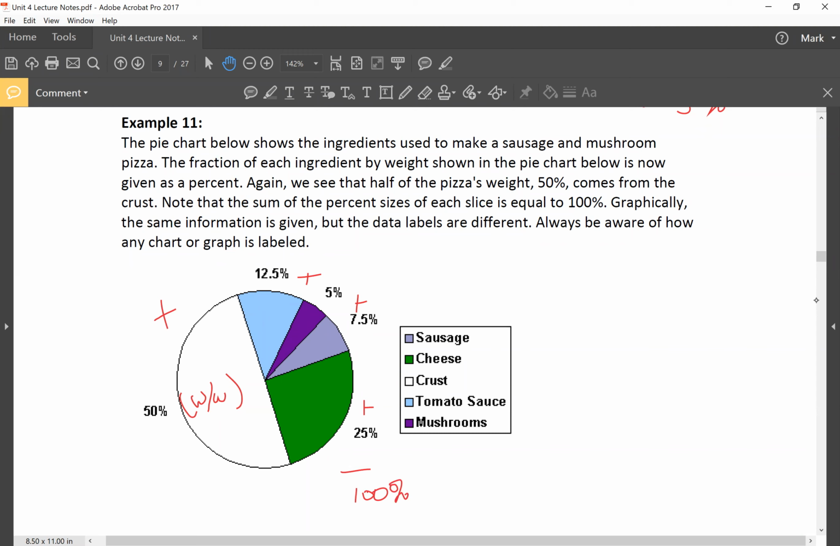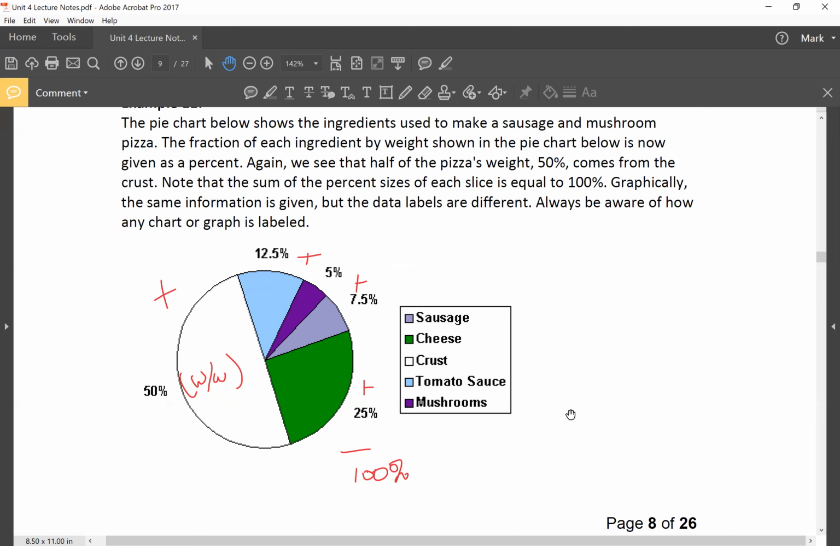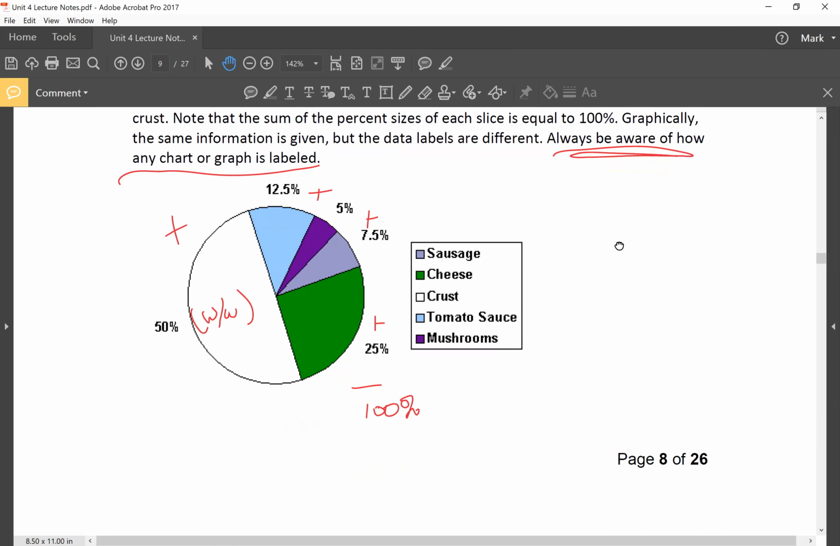I did a course recently for another program. I'm a student as well, I'm doing some other coursework. And one of my courses was about infographics and information. Sometimes on the internet, you'll see fake or misleading data where the pie chart does not add to 100%. So you have to always be aware of how any chart or graph is labeled. There's a lot of misinformation out there.